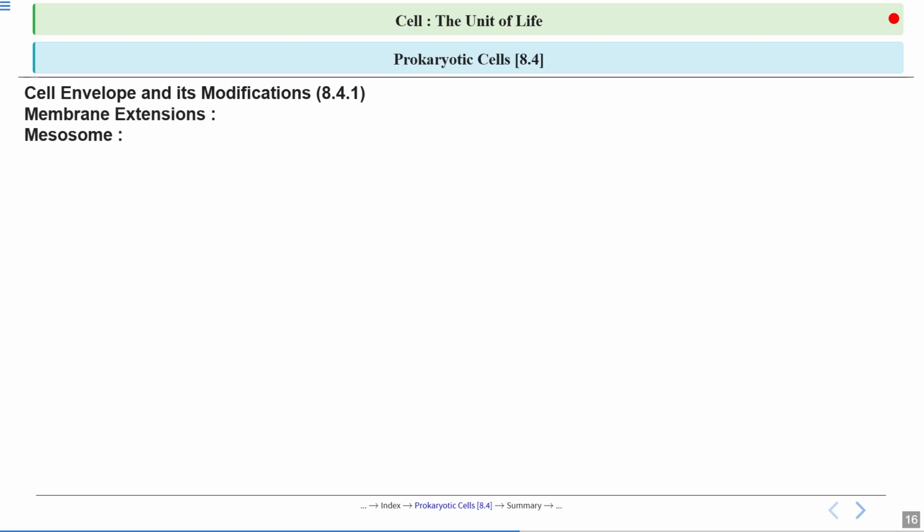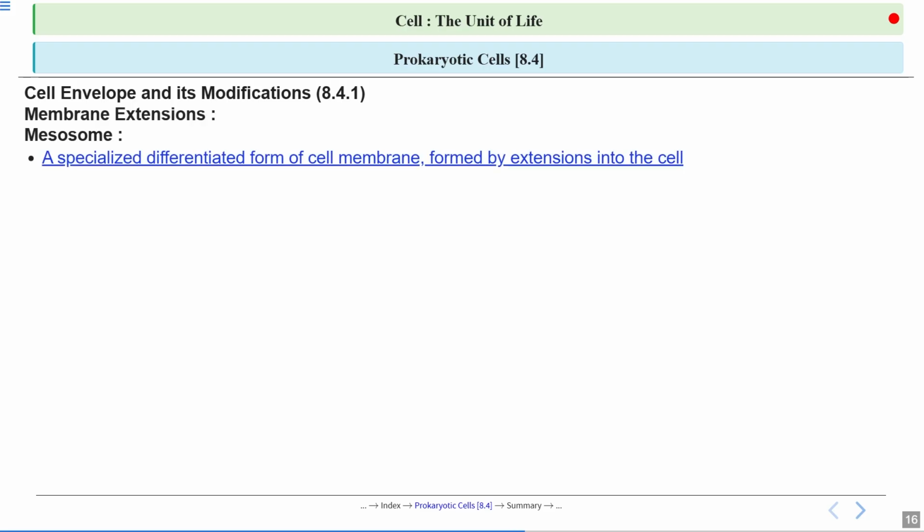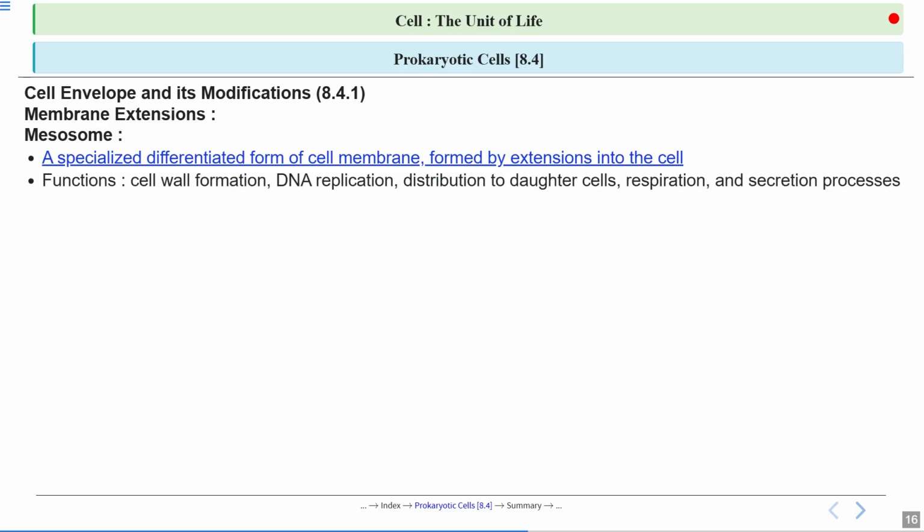Now let's talk about the membrane extensions. First one is the mesosome. Mesosomes are specialized differentiated forms of cell membrane formed by extension into the cell. What are the functions of mesosomes? First is cell wall formation. Second is DNA replication, a very important function. Next is distribution to the daughter cells, and respiration, also a very important function, and secretion processes as well. The two major functions are respiration and DNA replication.